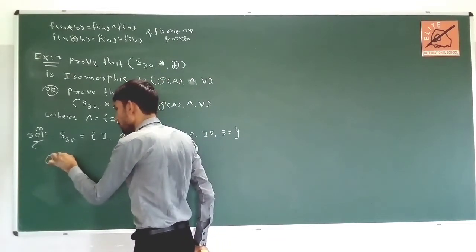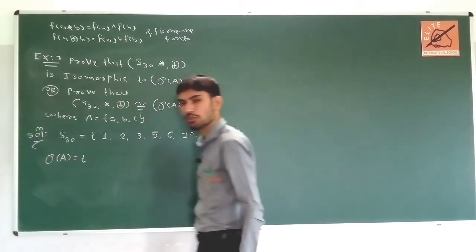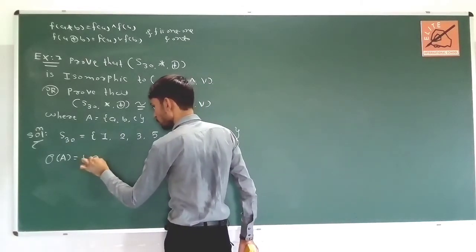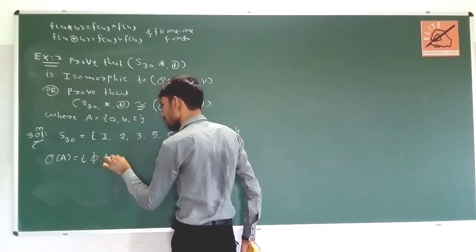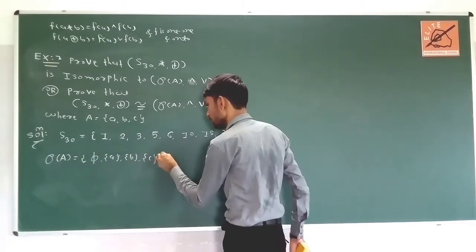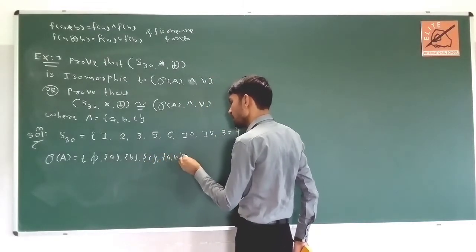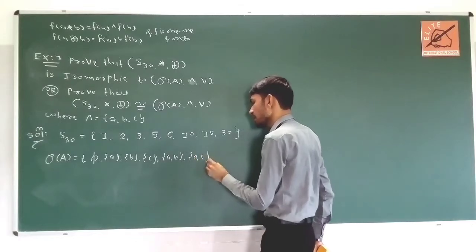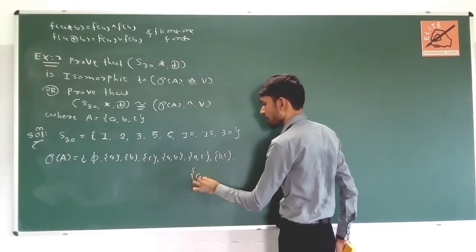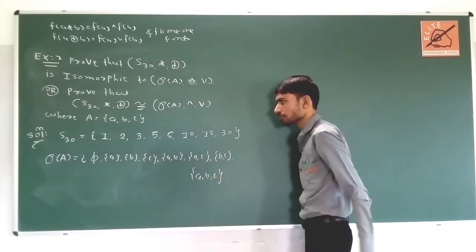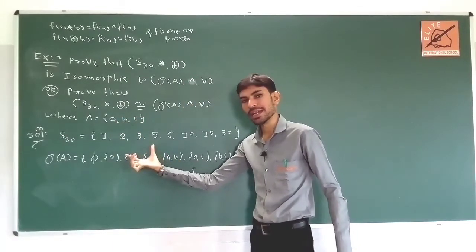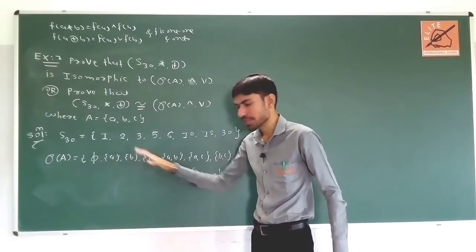As you know, power set of A is nothing but the collection of all subsets of set A. So all subsets of set A: first one is the empty set, second one is the singleton A, singleton B, singleton C, set AB, set AC, set BC, and the final set is ABC. 2 raised to n means 2 cube, so the total number of subsets is 8. So this is the power set of set A.